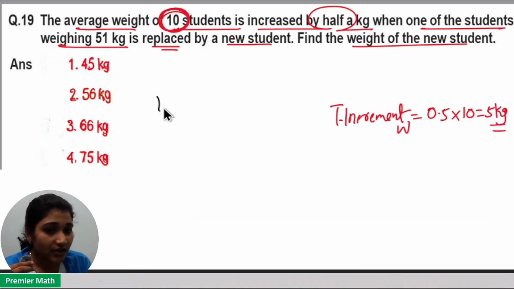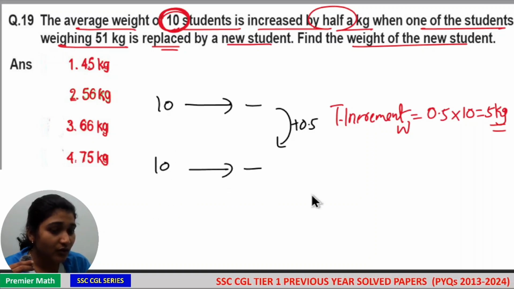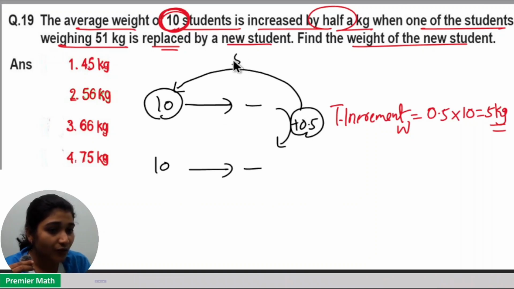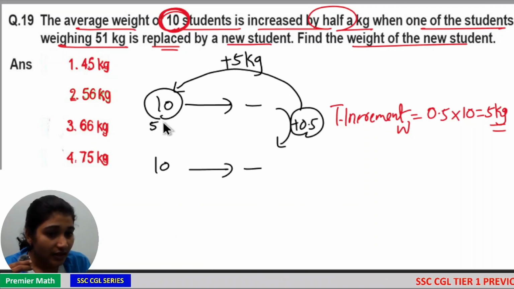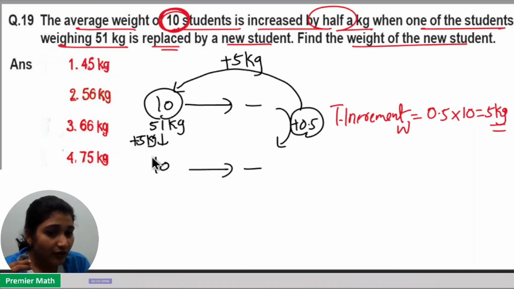That is, initially there were 10 students with some average, and the average increased by 0.5 kilogram when one student was replaced by another student. No change in numbers. So this 0.5 increment is for the total 10 students. So 5 kilograms is the total increment. Initially the student's weight was 51 kilograms. Now this student is replaced by another student, and the total increment in weight is equal to 5 kilograms. So 51 plus 5, 56 is the new student's weight, because this 51 is replaced by 56.